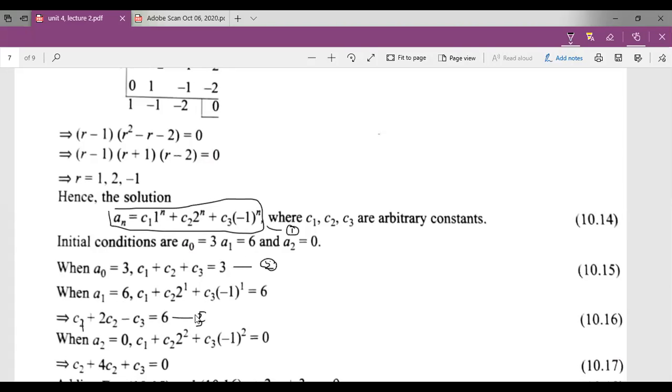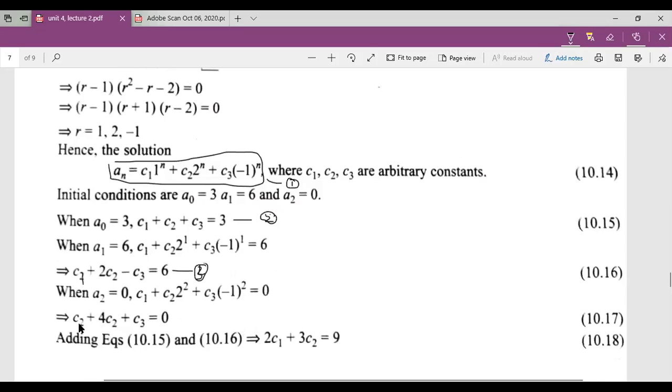Okay. So now we put n = 2. So C1 plus 1 square means 1, 2 square means 4. So C1 + 4C2 + C3 = a_2, and the a_2 value is 0. So the equation is C1 + 4C2 + C3 = 0. Let it be equation 4.